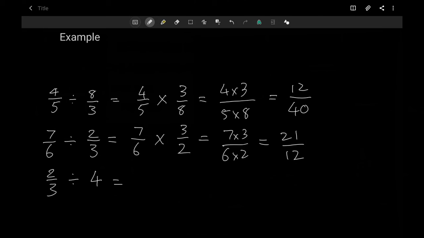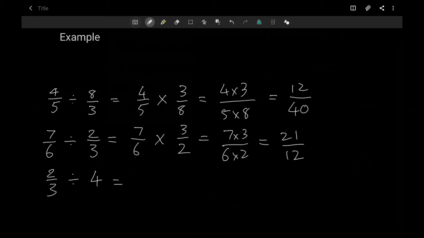Now remember back to the example we did for the multiplication, that the number 4, or any number, can be written as a fraction. So there's your clue. So take a couple of seconds, pause the video, and try this one out for yourself.